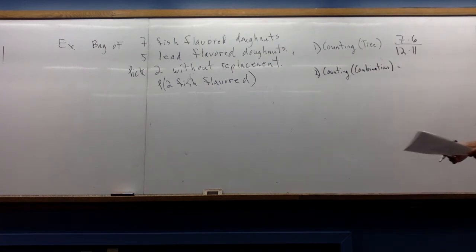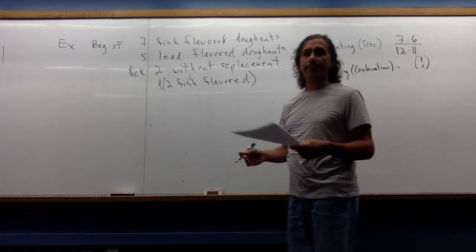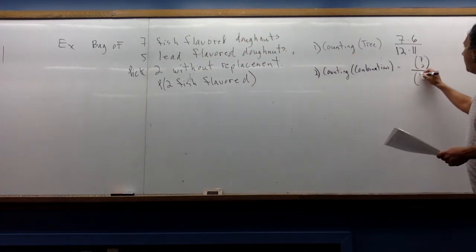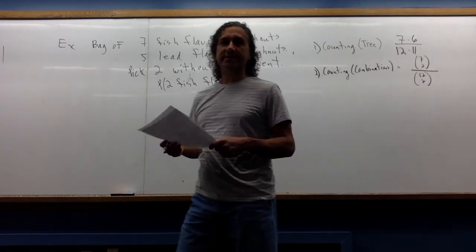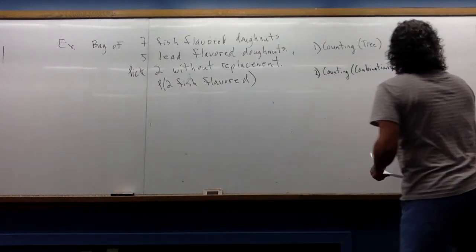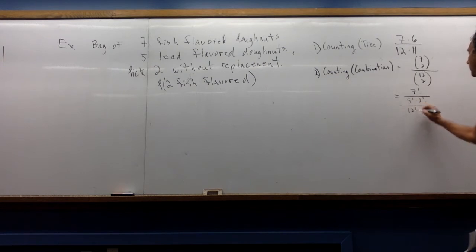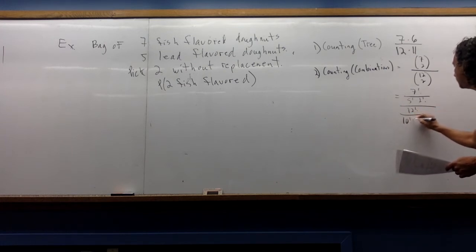So let's see. From the 7 fish, I'm going to choose 2 of them. From the 12 items, I'm going to choose 2 of them, because that's what the process is, since it's without replacement. All right, just to convince you that this is the same, we have 7 factorial over 5 factorial times 2 factorial. Here we have 12 factorial over 10 factorial times 2 factorial.